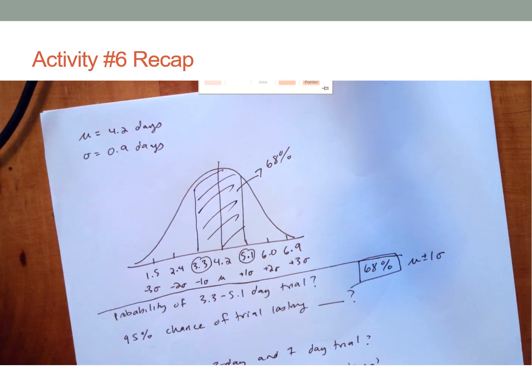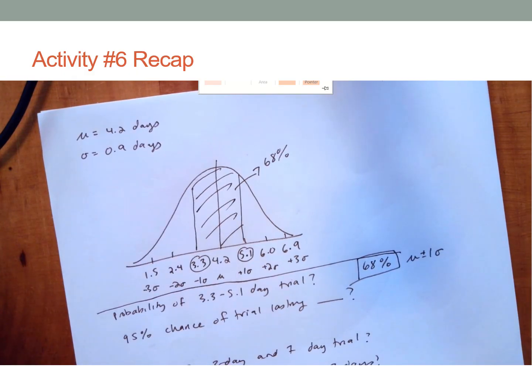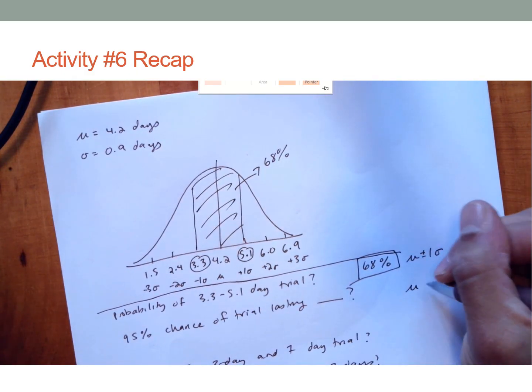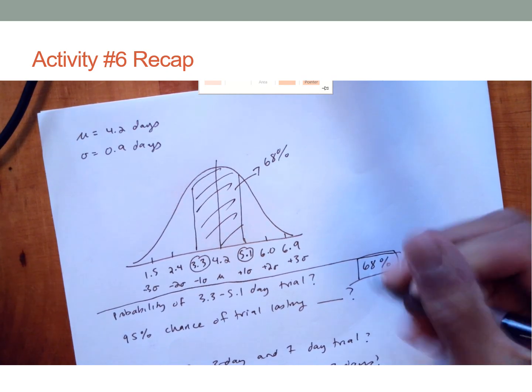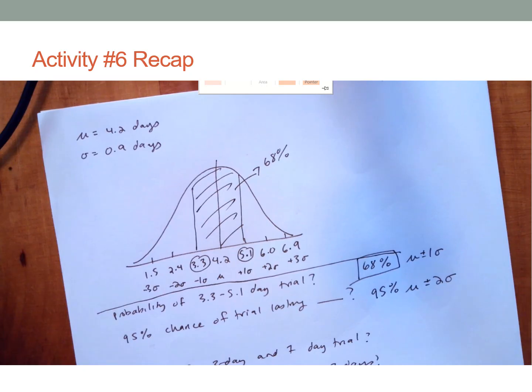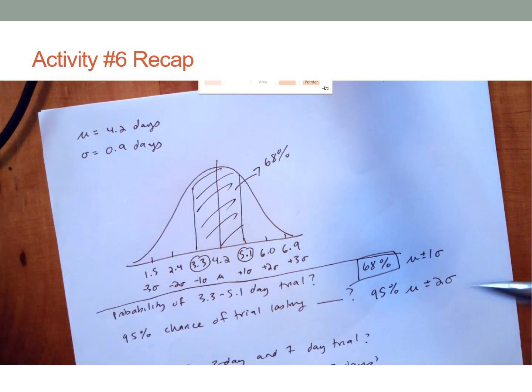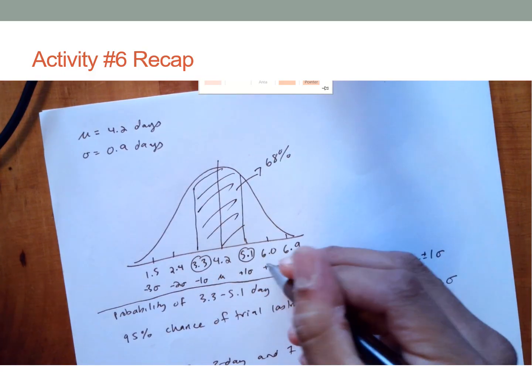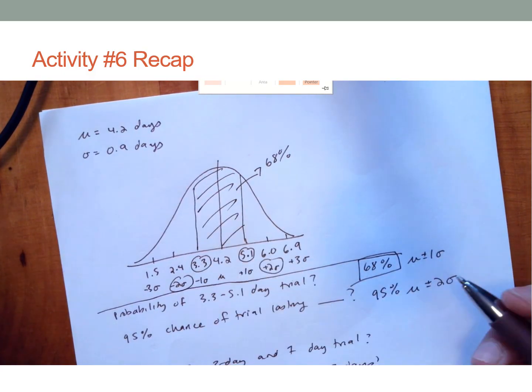We can also work backwards, go in the other direction, and we can say that there's a 95% chance that a trial is going to last whatever values correspond to the mean and 2 standard deviations on either side. So in this case, we're taking the second part of our 68, 95, 99.7 rule, and we're working backwards. We know we need the mean plus or minus 2 standard deviations. We can find plus 2 here and minus 2 here.